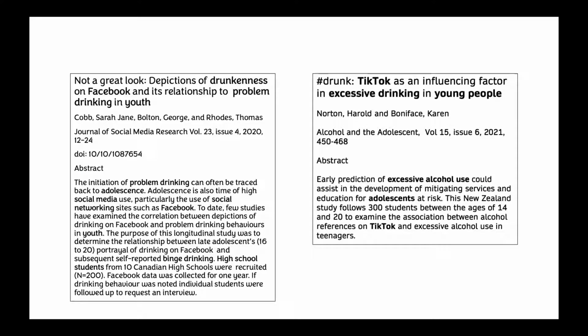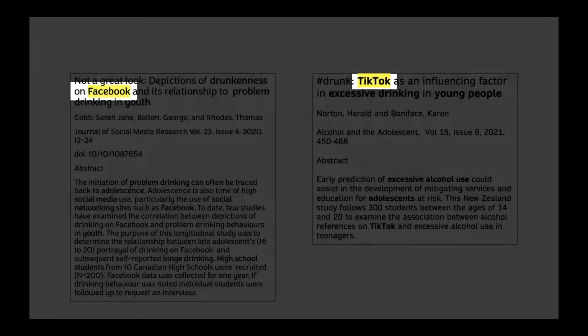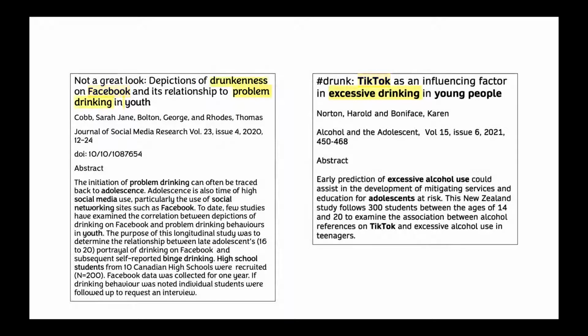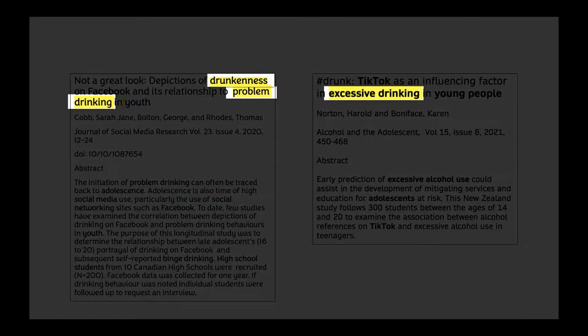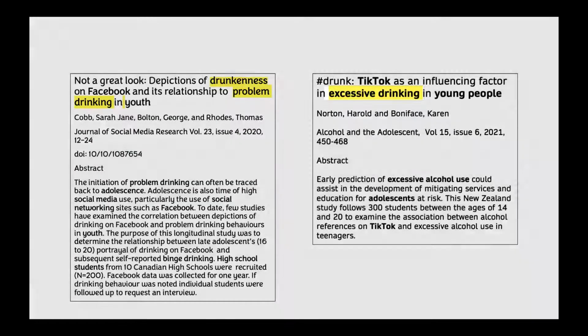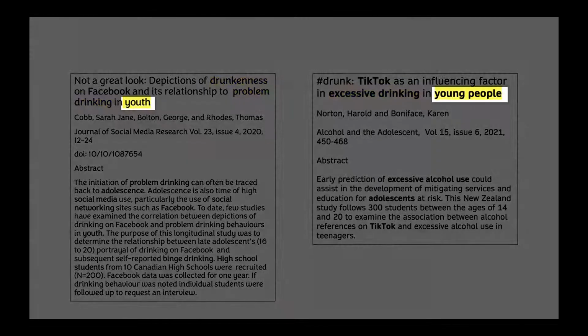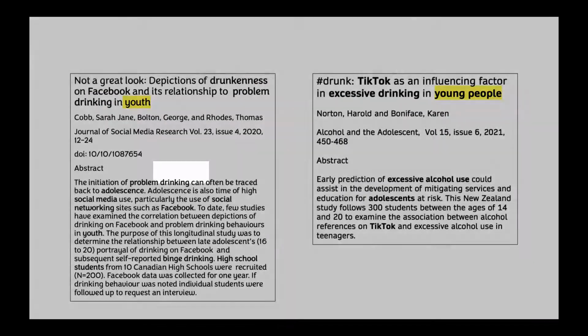Take a look at these 2 academic articles. They are both about social media, binge drinking, and adolescence, but the authors have used different words to describe each of these things. For social media, the authors have used more specific terms, Facebook, TikTok. For binge drinking, they have used alternative terms, problem drinking, excessive drinking, drunkenness, and youth and young people are used instead of the word adolescence.